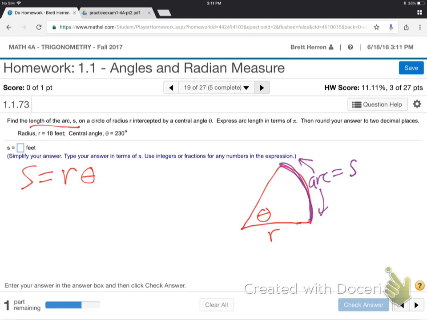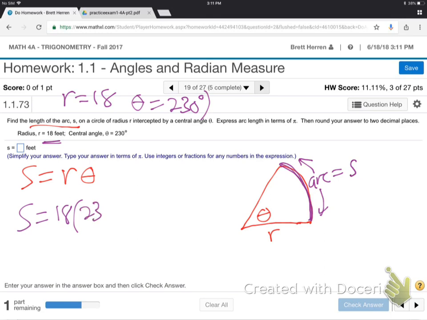All right, S equals R theta. We good to there? Okay, S equals R theta. So let's just solve it. You ready? S equals R, 18, times theta. What's theta? 230. Yeah, I don't know if you can see it, small print there. R is 18. Theta is 230 degrees.